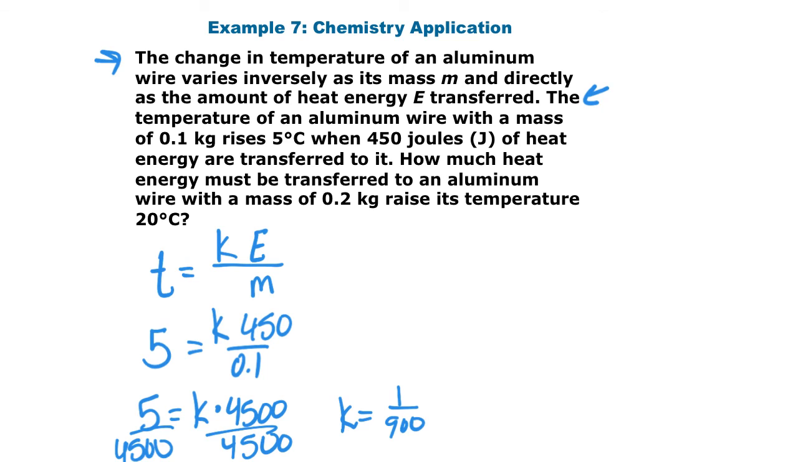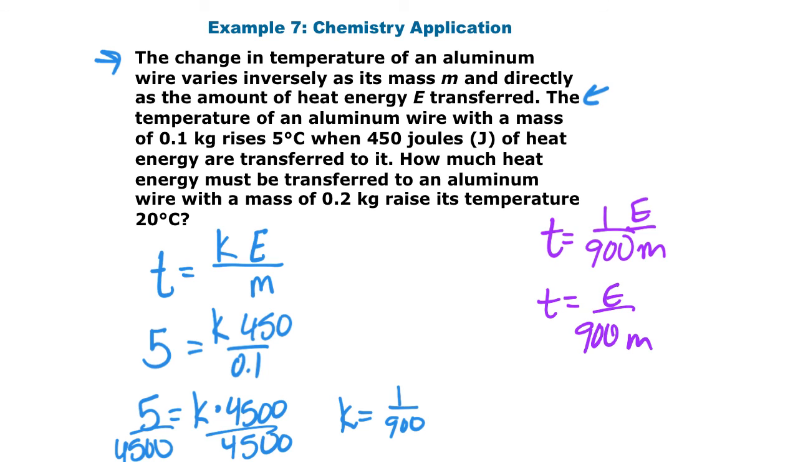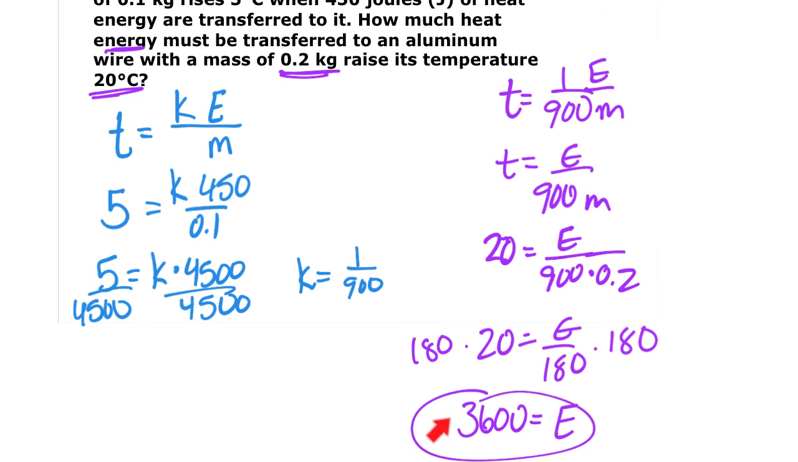When I solve all of this for k, I get k to be 1/900th. So now I'm rewriting my equation with k in there as 1/900th. To simplify, I could rewrite this as just E over 900 m. And I'm going to use the information in this last part. Mass is 0.2 kilograms. I want to raise the temperature 20 degrees Celsius. So how much energy? So 20 is going to be my T. I'm looking for E, 900 times 0.2. So I'm going to solve that for E. So when I solve this for E, I get E to be 3,600, and that label on that would be joules.